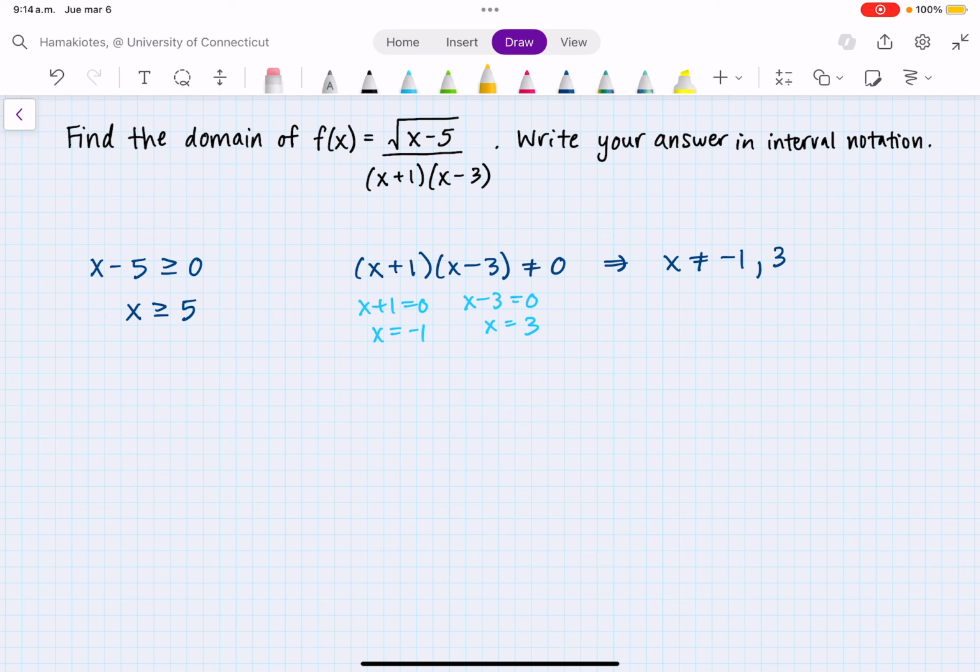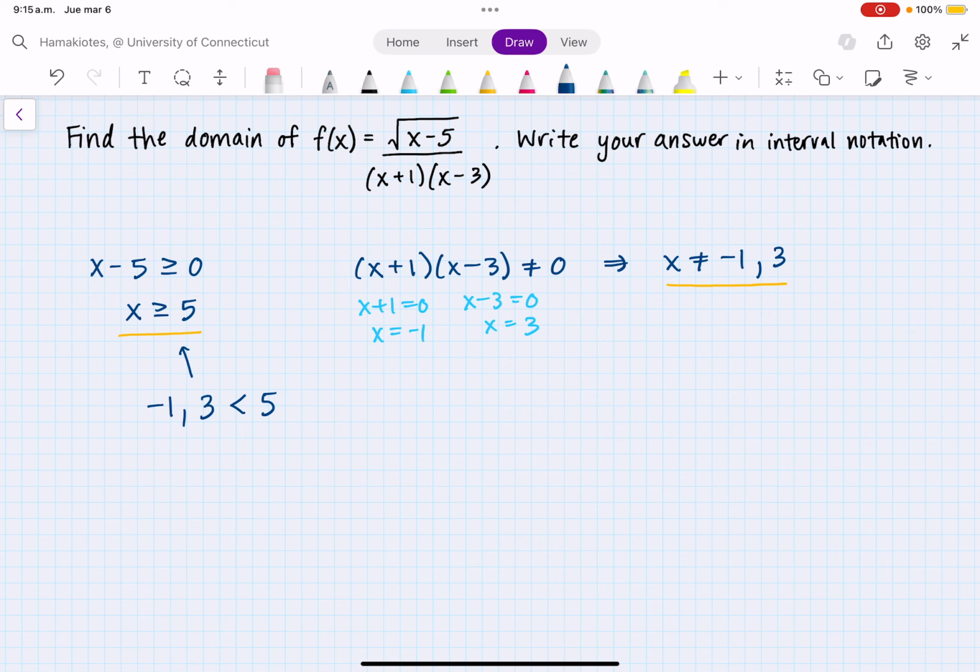So now these are all the conditions we got. We got that x is greater than or equal to 5, and x cannot be minus 1 or 3. Now notice that minus 1 and 3 are both less than 5, so they do not fall in the interval of x greater than or equal to 5. So what that tells us is that our domain is just x is greater than or equal to 5.